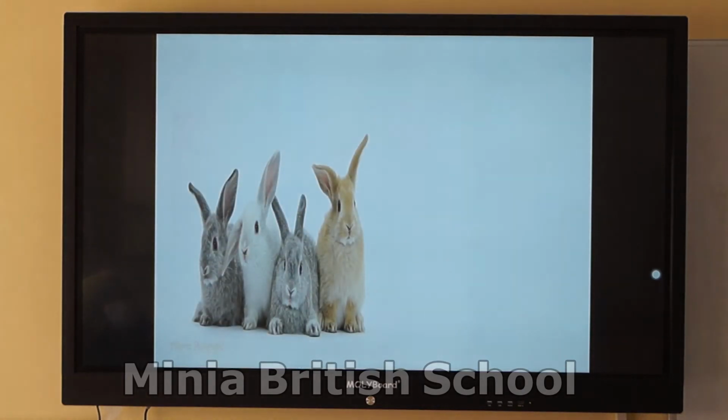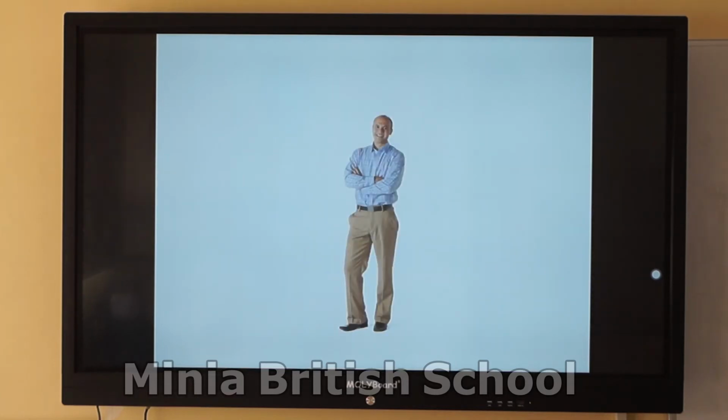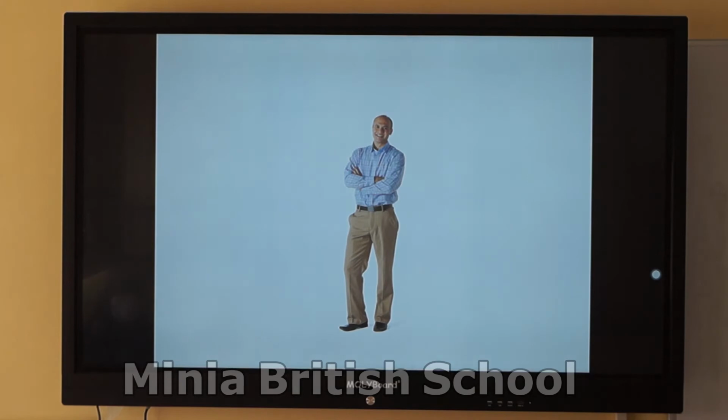What about rabbits and sheep? They are covered with what? Yes, fur. They are covered with fur. Excellent. Now, what about humans? Humans are covered with what? Yes, humans are covered with skin. Do you remember skin? It's considered the organ that is responsible for the sense of touch. We can touch with our skin. Remember? Okay, let's continue.